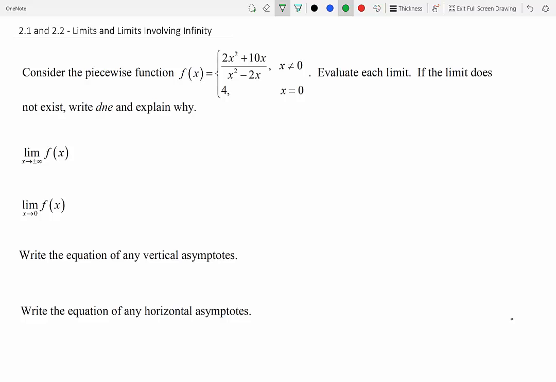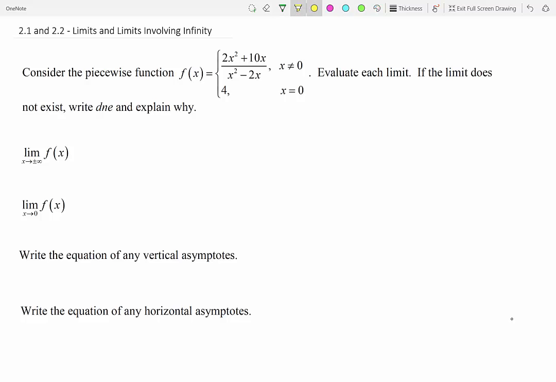This problem is about limits and limits involving infinity based on a piecewise function. And for the record, if you fast forward about halfway through this video, you'll see the other version of this question, if that's the one that you need to analyze and look at. So for a problem like this, let's start with the first question, which is a limit involving infinity.